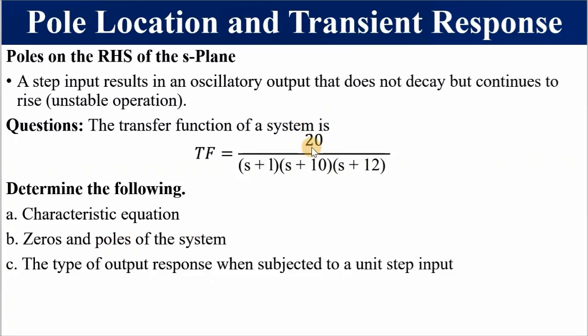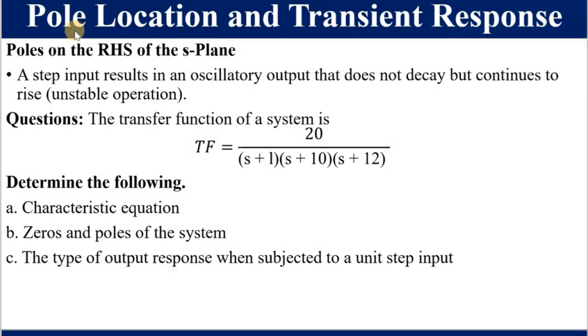How do you determine the zeros? You equate the numerator to 0 and see if there are any zeros in that transfer function. And please take note that the location of the poles determines the type of output response. So can you do that one? And don't do that one at your own risk.